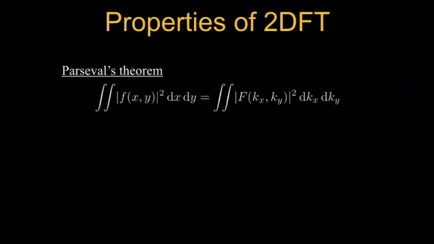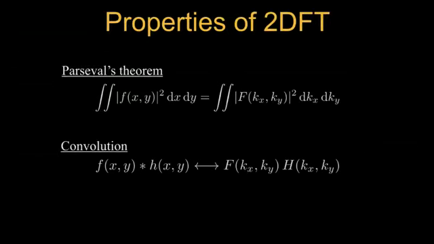We again have conservation of energy, so that the sum of the squares in one domain is the same as the sum of squares in the other domain. And again, our good friend convolution that we just saw also has an associated Fourier transform property, in that if you convolve 2 2D functions, it's the multiplication of their spectra in 2D Fourier space.